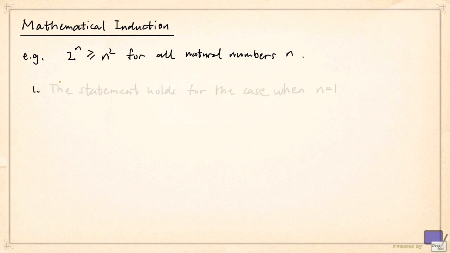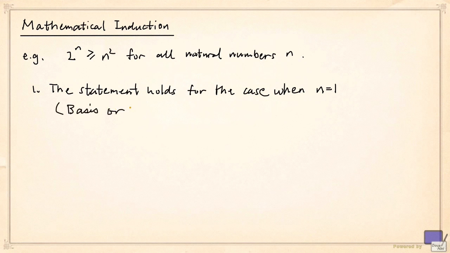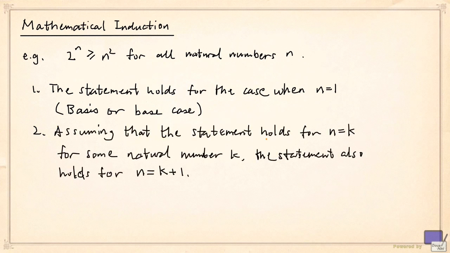The first is, the statement holds for the case when n is equal to 1. This is called the basis or the base case. The second is, assuming that the statement holds for n equals k for some natural number k, the statement also holds for n equals k plus 1. This step is called the inductive step, and the assumption that we're making here is called the inductive hypothesis or induction hypothesis.